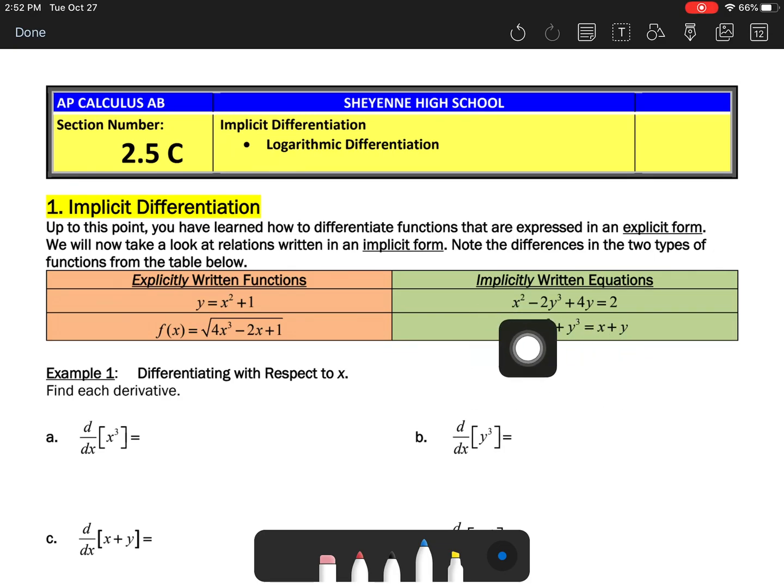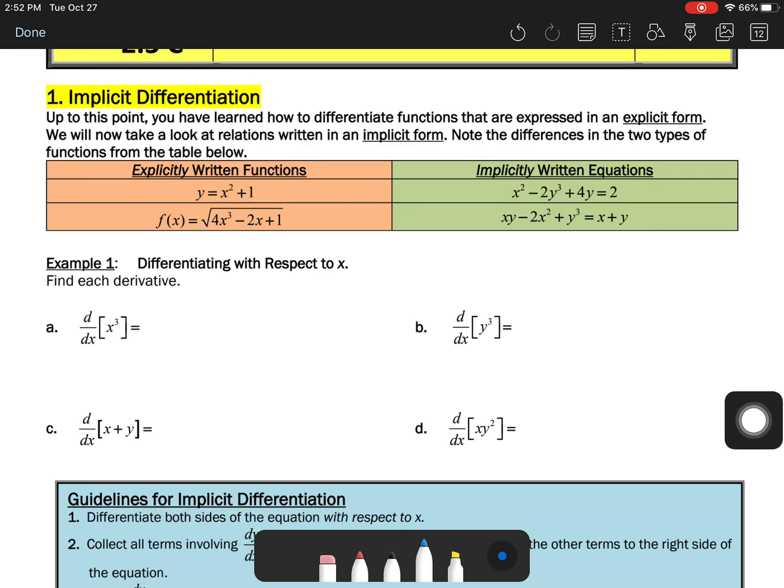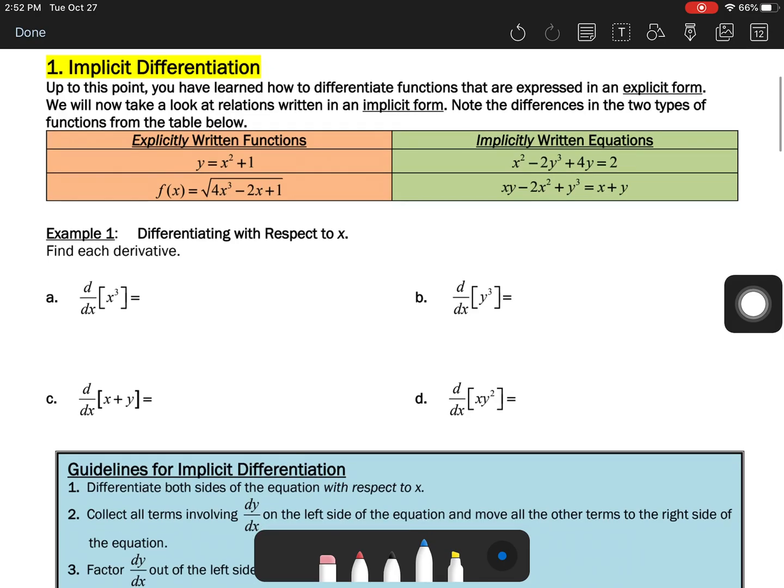So these functions are written implicitly. They're not explicitly solved for y, so they can't be written in the form f of x, all in terms of x. What we're going to do is take a look at how we can take derivatives of implicit functions. It's a follow-up of the chain rule, really, that we're using when we do this implicit differentiation.